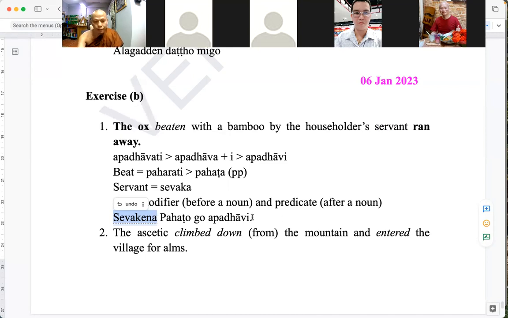So whose servants are they here? The householder's servants. Actually, by is with the servant, but householder is just modifying the servant, with the possessive word of. So householder means gahapati, gahapatino. So gahapatino sevakena pahato go abhidhavi.